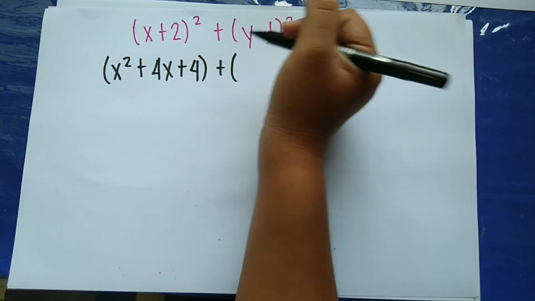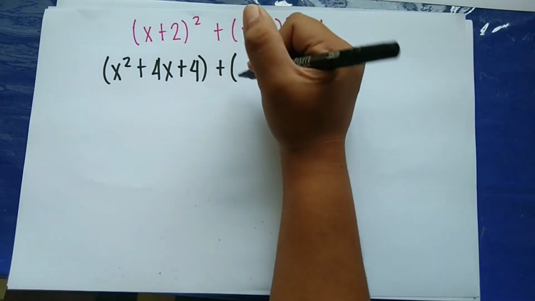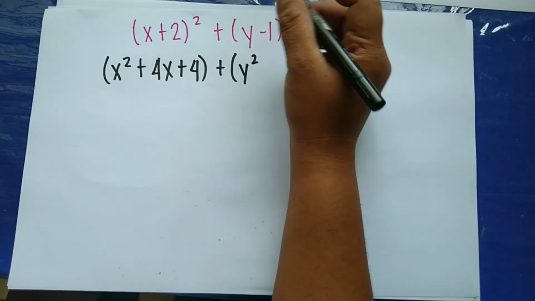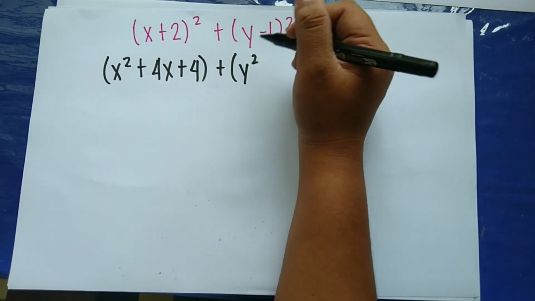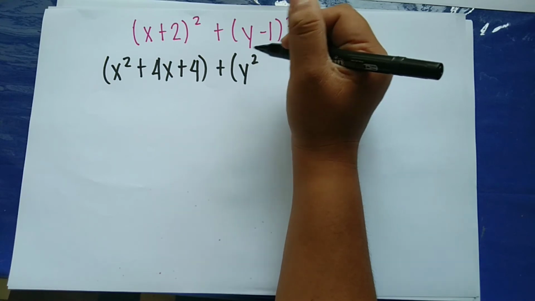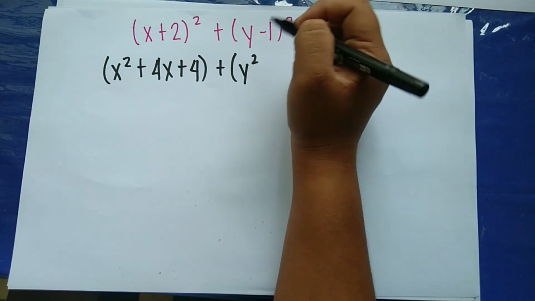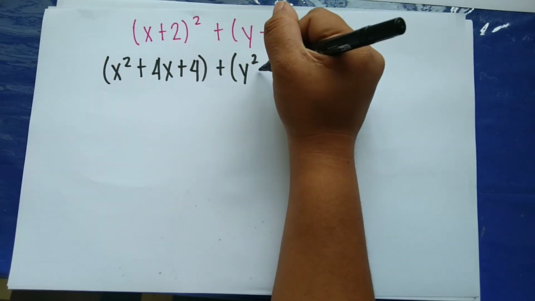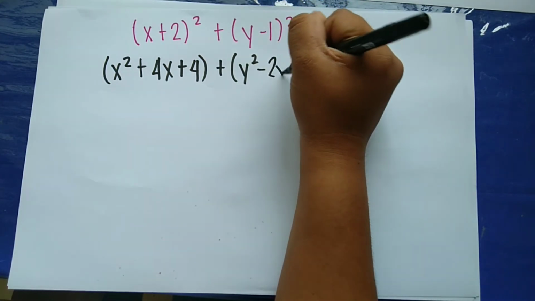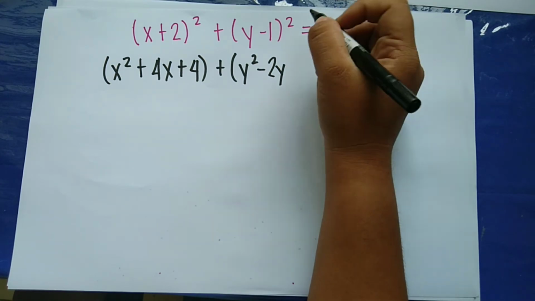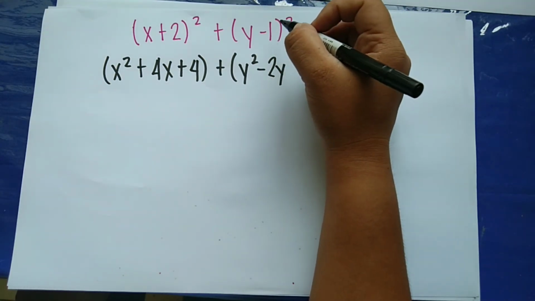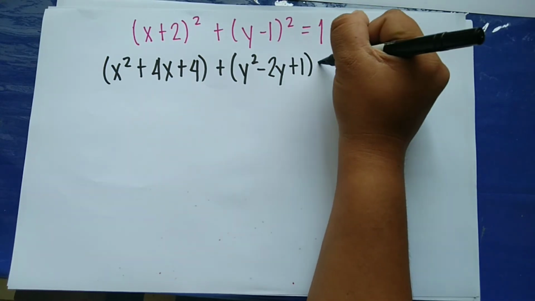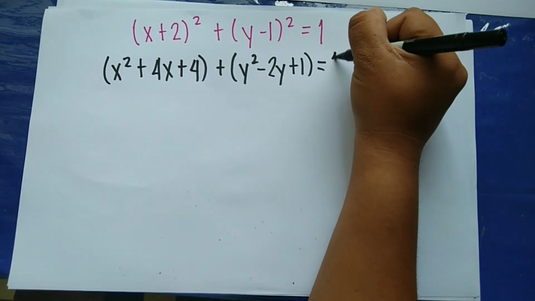Plus, same here, y squared is equal to y squared. Multiply first term by the second term. Y times negative 1 is equal to negative y, and multiply it by 2. Negative y times 2 is equal to negative 2y. Square the last term. Negative 1 squared is equal to positive 1. And we will just copy the constant term.